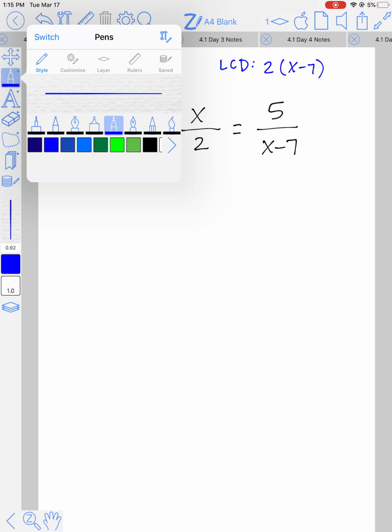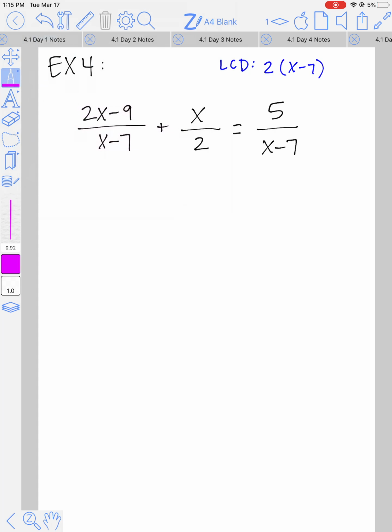So we need to multiply this left thing by 2 over 2. Okay, and same thing over here, we'll need to multiply that by 2 over 2. But in the middle, we'll multiply that by x minus 7 over x minus 7. Sorry, again, it's getting squished. I don't have very much room to write on this iPad.